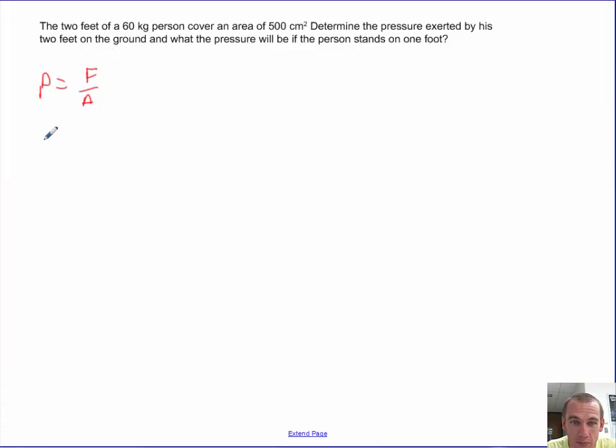It's the result of a force acting over an area. So we need a force, but we don't have one. We're told a mass, 60 kilograms. But that mass causes a weight, so we can find his weight, which will be the force, F equals mg, so 60 times 9.8 meters per second squared will give us the force he's applying on the ground, which is 588 newtons.